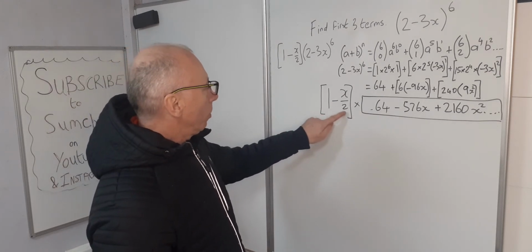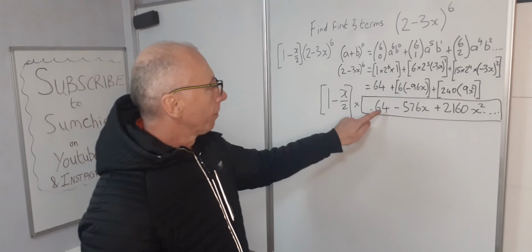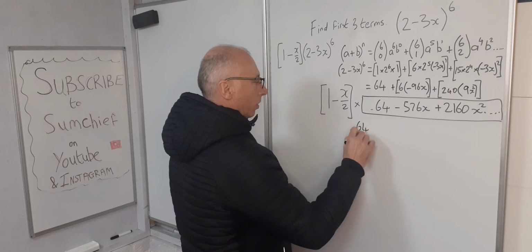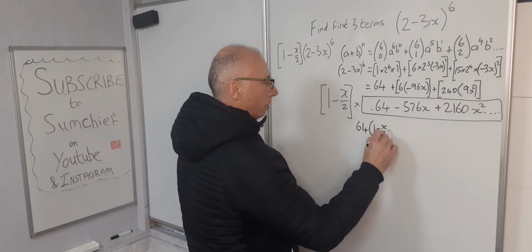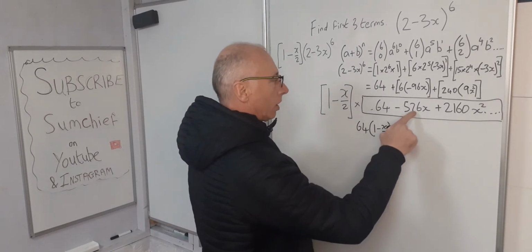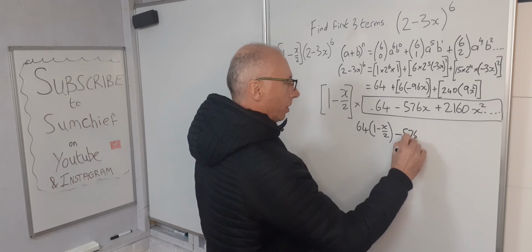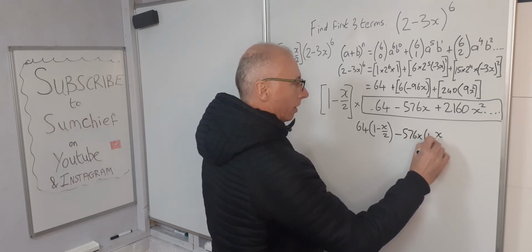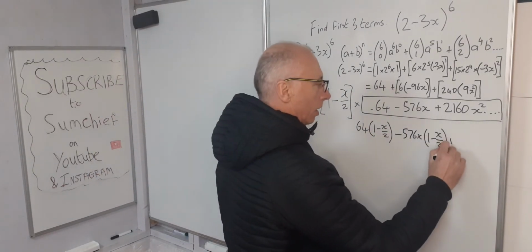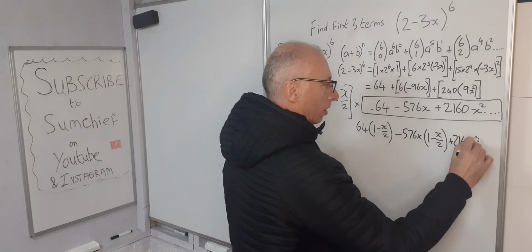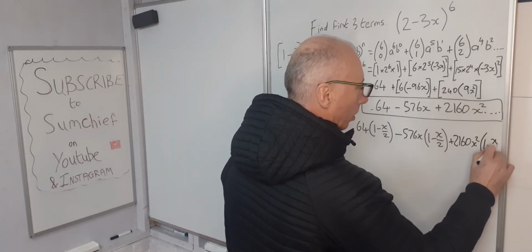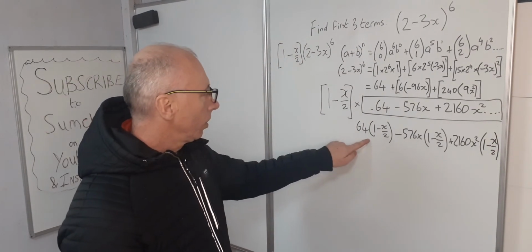So each one of these multiplied by these one at a time. So 64 times 1 minus x over 2, minus 576x times 1 minus x over 2, plus 2160x squared times, and again, 1 minus x over 2. Okay, do these one at a time.